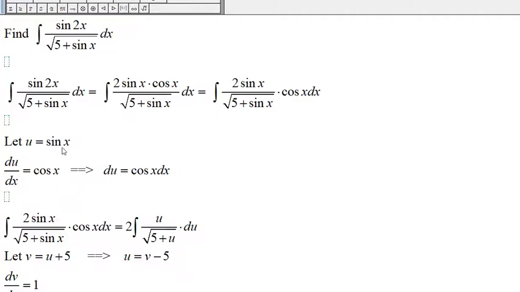Let u be sine of x. The derivative of u with respect to x, or the derivative of sine of x, is cosine of x. And so we have du is equal to cosine of x dx.